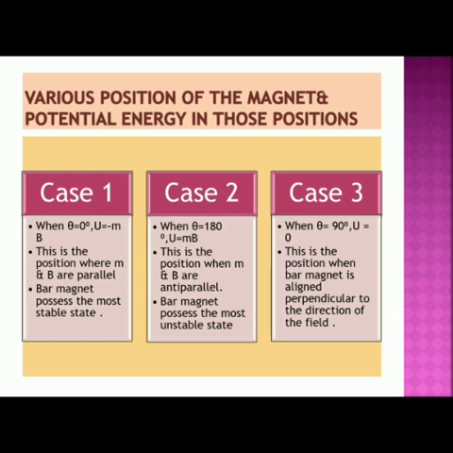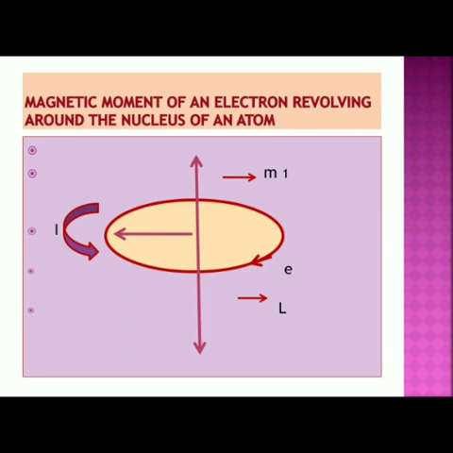So, this explains the various positions of the magnetic dipole moment, whether it is positive, negative, or showing a 0 value. Now we move on to the second last topic for today's part 1, that is the magnetic moment of an electron revolving around the nucleus of an atom.